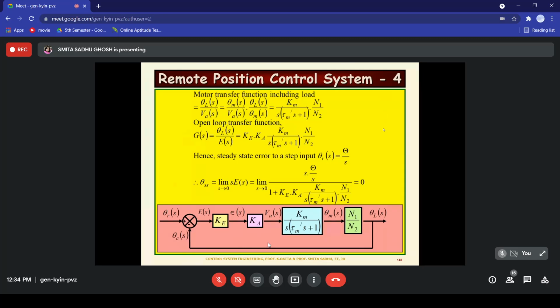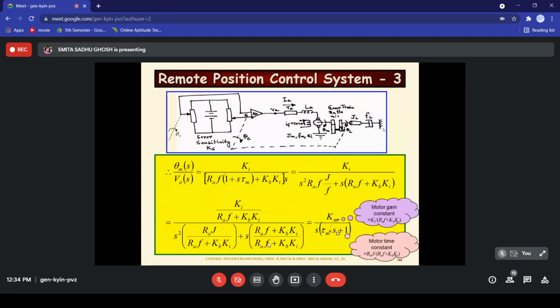So now let me go to the previous slide here. Here we have theta m by VA. What is theta m? Theta m is the angular position of the motor shaft. But if we want to complete the overall model, on this side we had theta r and theta c, and then epsilon, and then we have the model of this portion as well, and the model of this portion.